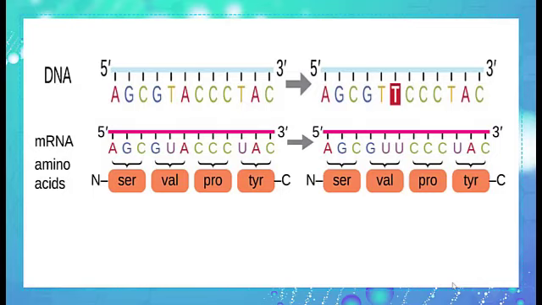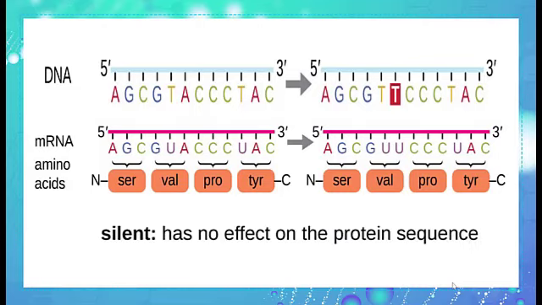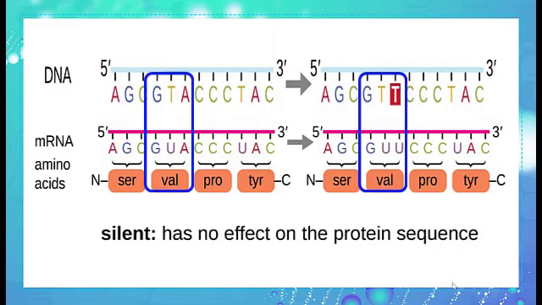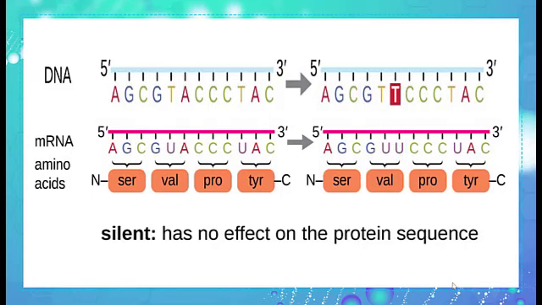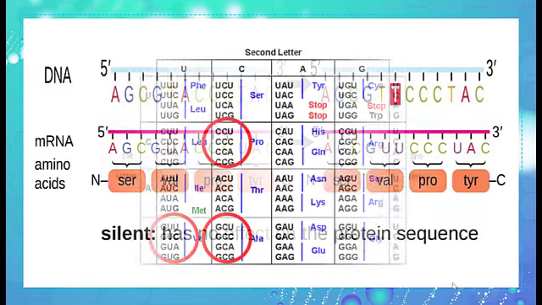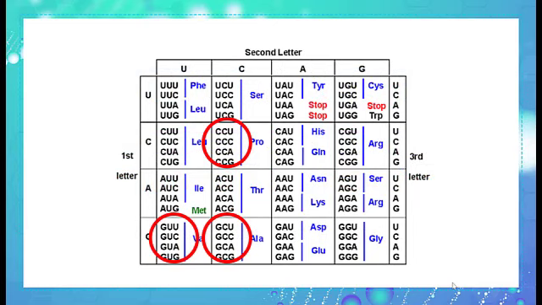Thus, the protein coded by the mutated gene is exactly identical to the normal one. This is a silent mutation since it causes no detectable change in the amino acid sequence of the protein. In this example, both the original mRNA codon GUA and the mutant codon GUU code for the same amino acid, valine. Silent mutations happen thanks to the redundant mRNA codons.